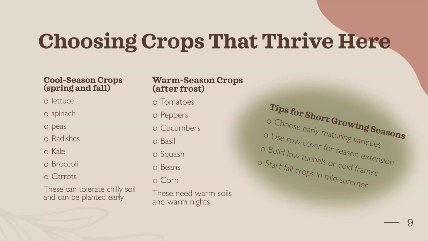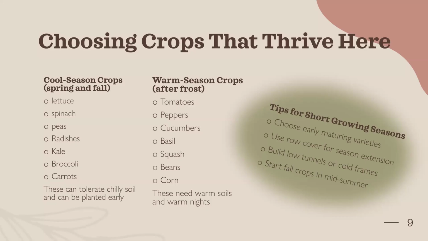And then we also have warm season crops. These are good to go out after those frosts are no longer of any concern and it's the heat of the summer. So tomatoes, peppers, cucumbers, those are all going to do really well in the warm season, as well as basil, squash, beans, and corn. These need warm soils and they need warm nights. So these are definitely more of the warm season crops. We'll talk more about temperature when it comes to germination as well.